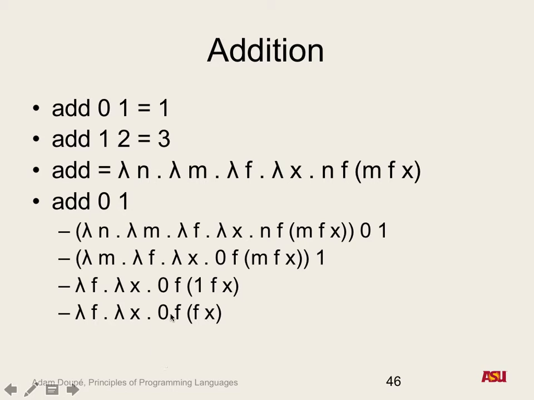And now we have here 0 f of f of x. So we said 0 was the same as what? False. So false takes in two parameters and returns what? The second one. So what's 0 f of x going to return? F of x. And what's lambda f dot lambda x dot f x? 1. So we just did adding 0 and 1 is 1. Isn't that crazy?